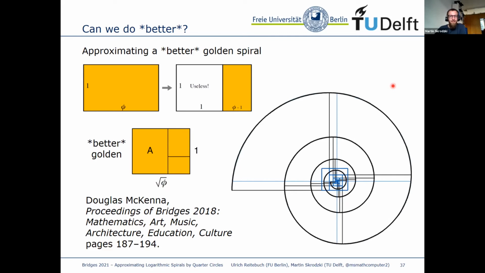Cool. So we have seen a golden spiral, an approximation of the golden spiral. We now see a better golden spiral. So the obvious question is, is there a relation? Can we morph one into the other? And yeah, sure we can.